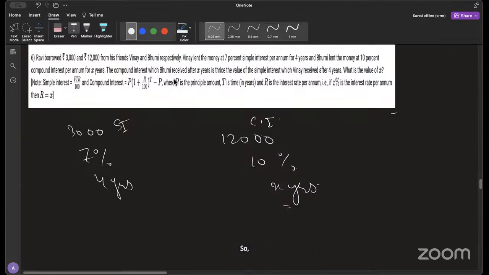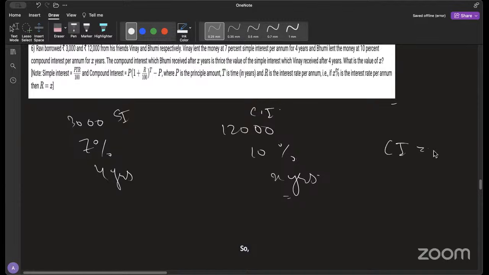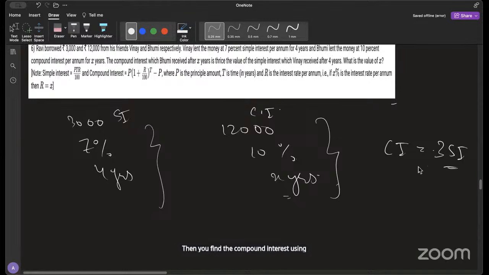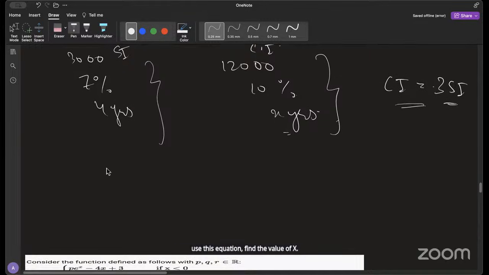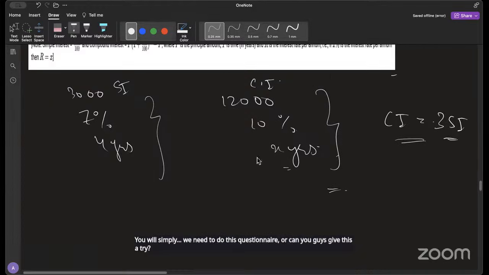So the compound interest is thrice the simple interest. So first you find the simple interest using this. Then you find the compound interest using this. Use this equation, find the value of X. We need to do this question here. Can you guys give this a try? Because it's a very simple question.